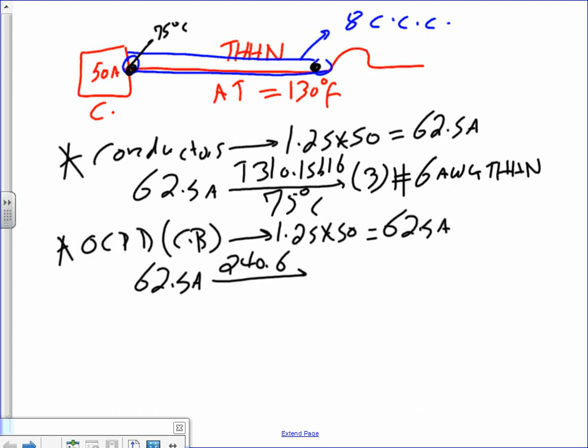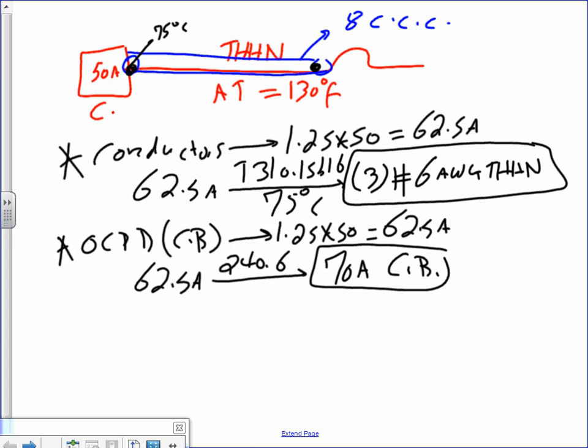240.6, and that will get you, next standard is what? Do we have 65 or no? 70, thank you. 70 amp circuit breaker. Here's my size. Now, this one, 75 degrees Celsius. Did you just mean the C dot B or the C? Yeah, the C dot B is, yeah. My C's are laying low here.